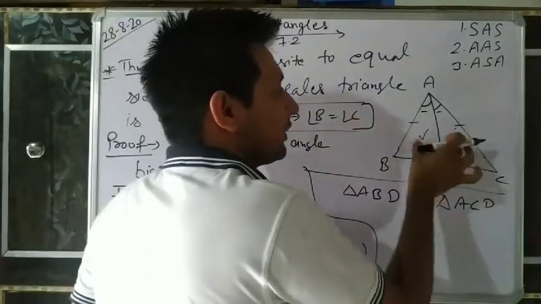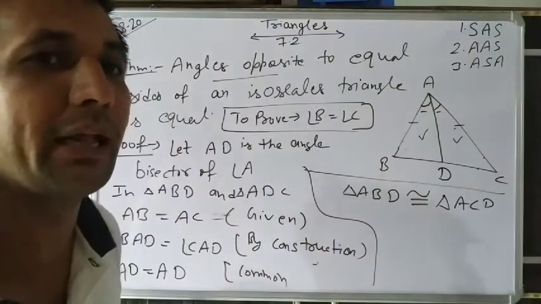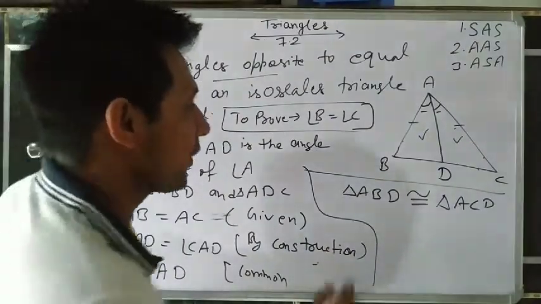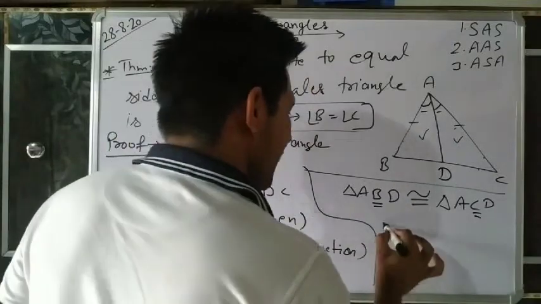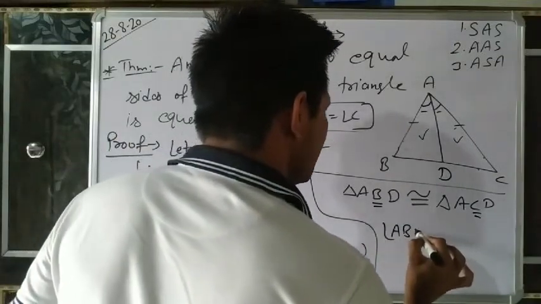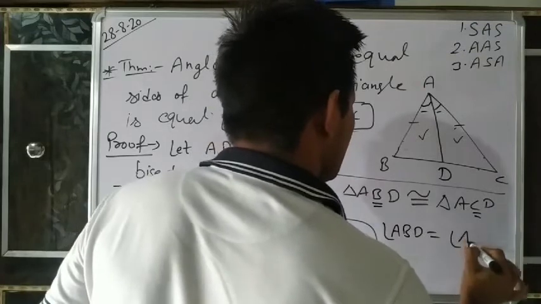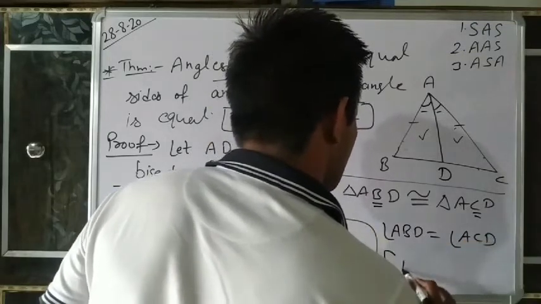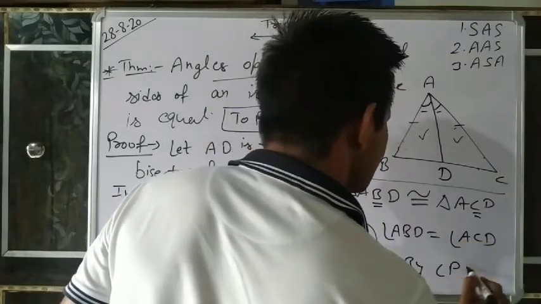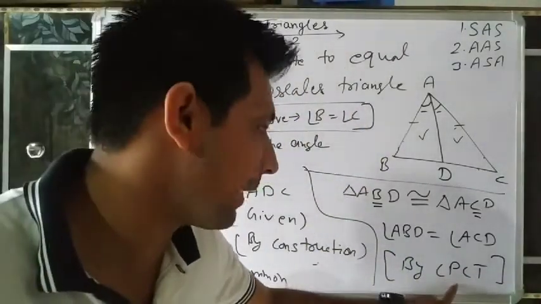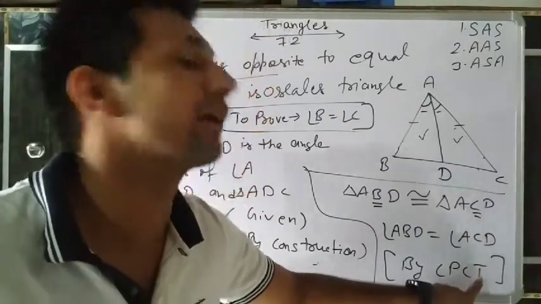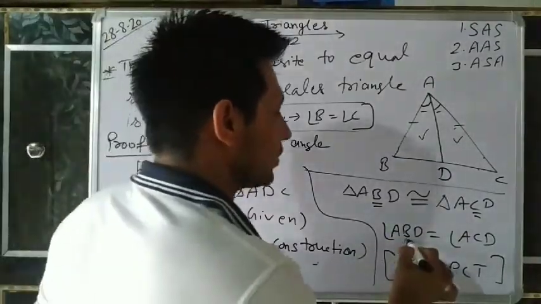But we want to prove that angle B equals angle C, and we know whenever two triangles are congruent, corresponding parts are always equal. So angle B is in the middle, and angle C is also in the middle. So you can say angle ABD equals angle ACD by CPCT. CPCT means corresponding parts of congruent triangles. So it means angle B equals angle C.